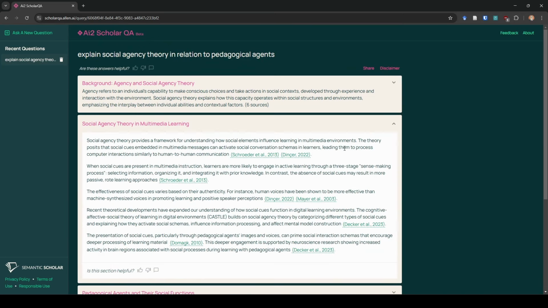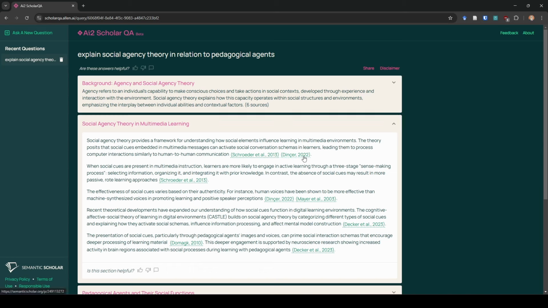Now let's see how it relates to multimedia learning. Framework for understanding. Yes, perfect. How social elements influence learning in multimedia learning environments. Yes, that's exactly what it does. Social cues and messages can activate social conversation schema. Perfect, perfect, perfect. This is literally correct.